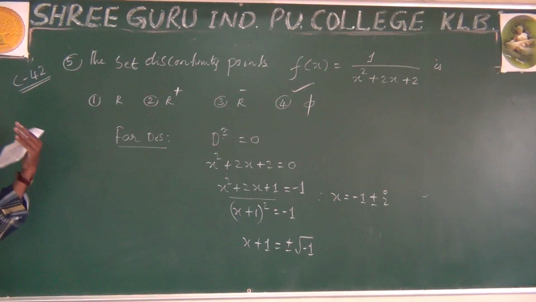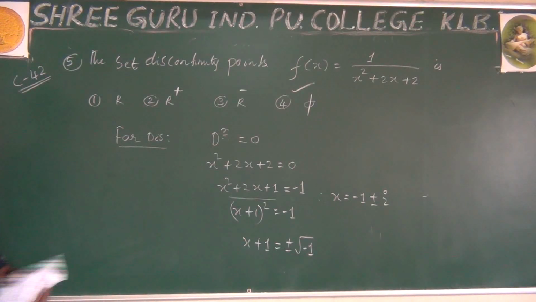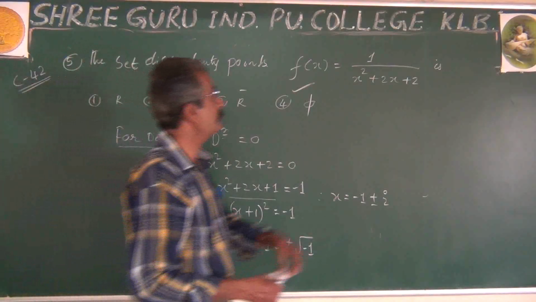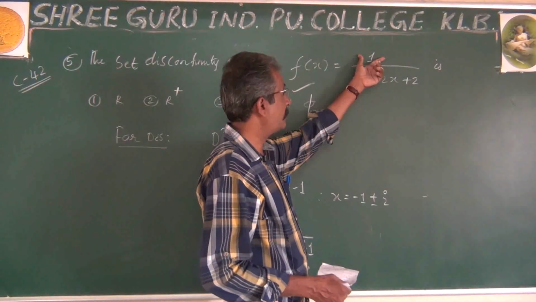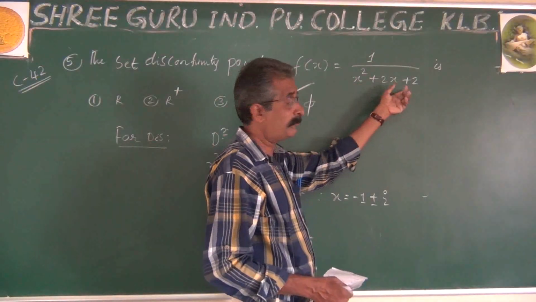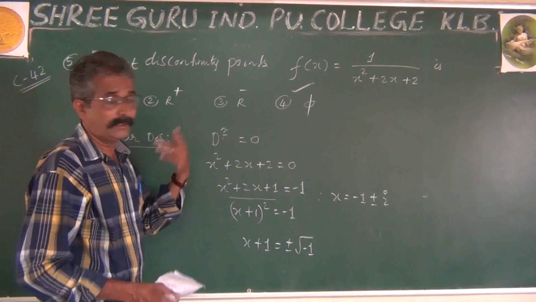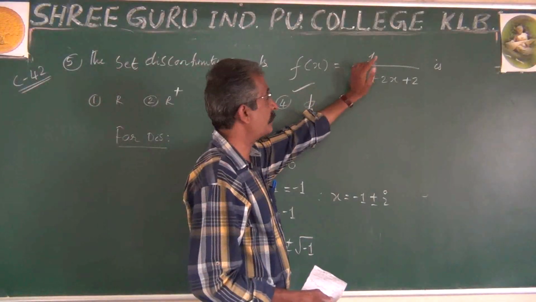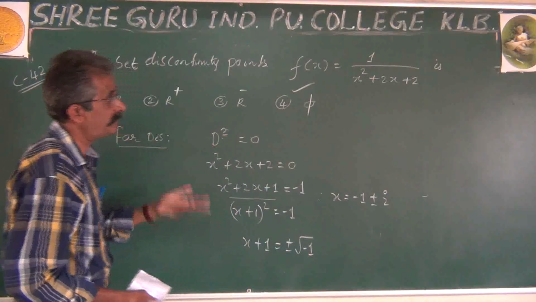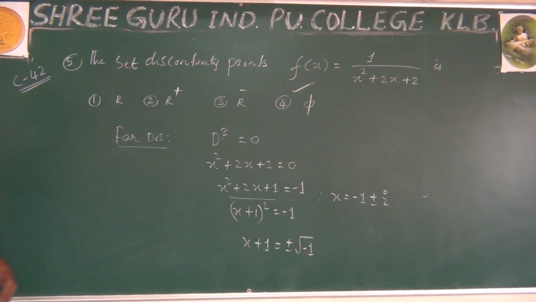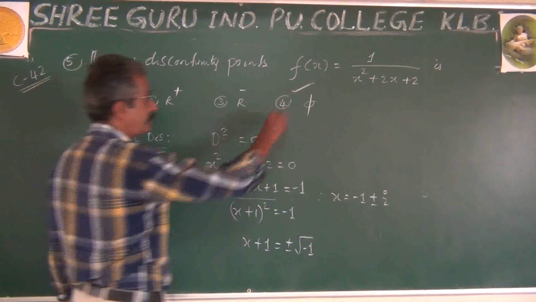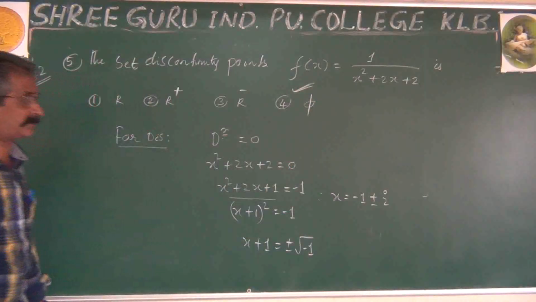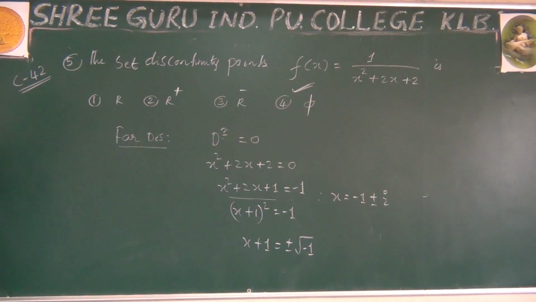In fact, it is always continuous, because one is always a continuous function. This is an algebraic polynomial, continuous for every real value of x, and division of two continuous functions is always continuous. That's why it's a 100% continuous function. Obviously, null set is the correct answer. Next problem.